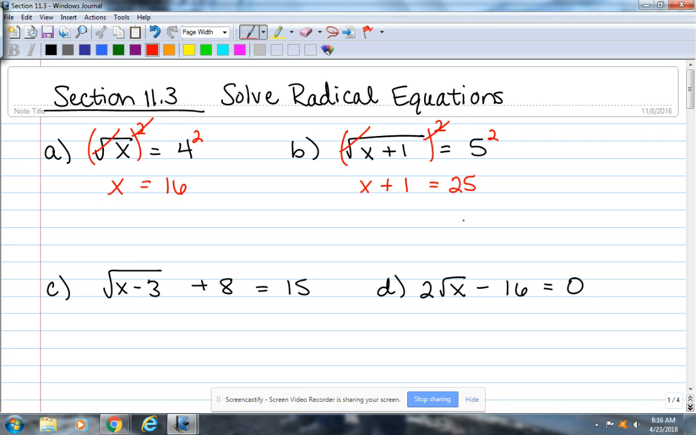How do we solve that little bitty baby equation? Subtract 1 on both sides, and x equals what? 24. All right, any questions so far?